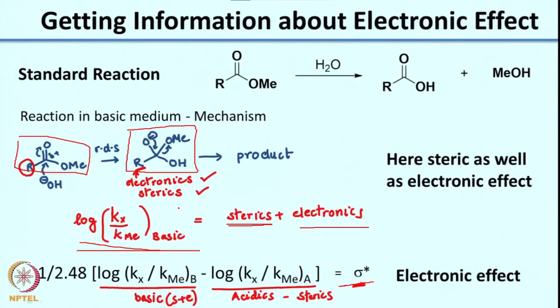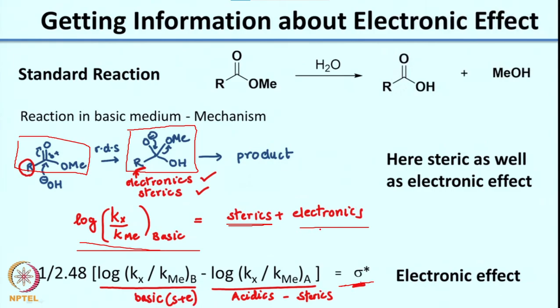Then we have talked about the reaction in basic medium. So here we observe that in basic medium we have a charged species as an intermediate, and the reactant is uncharged. That means here the electronic effect is present. Both are not similar, so the electronic effect is present, and along with that the steric effect is also present. So the equation will become log Kx by Kme in basic medium is equal to steric plus electronic effect.